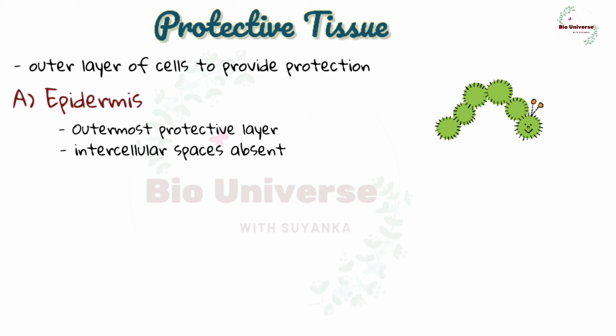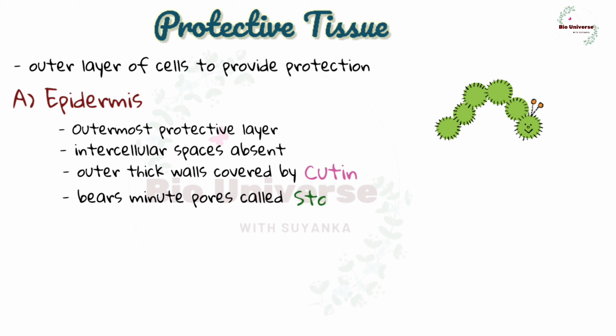Intercellular spaces do not occur between them. In aerial parts, the outer thick walls are also covered by a layer of water impermeable fatty substances called cutin. Cutin and wax also form a separate non-cellular coating called cuticle. At places the aerial parts bear minute pores called stomata. Each stoma is enclosed by a pair of specialized epidermal cells called guard cells.